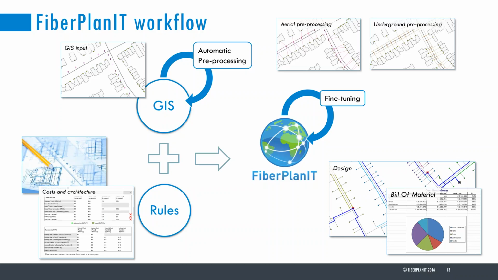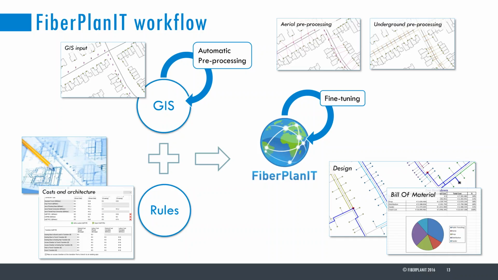Then the second part of the input data are the design rules. So you need to define the architecture which you want to use in your design and load in cost information, unit cost information on civil works, on all the equipment that needs to be used, so that the software can generate the bill of material and also determine the most cost-effective routes. Now, these two types of input data get fed into the software, and then it results in a design and a bill of material, and I will go into more detail during the demonstration.